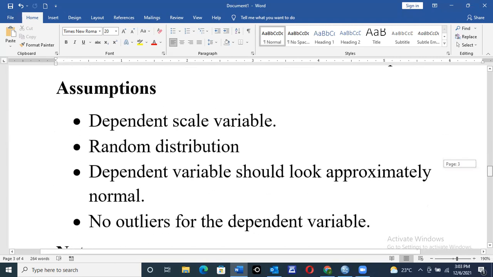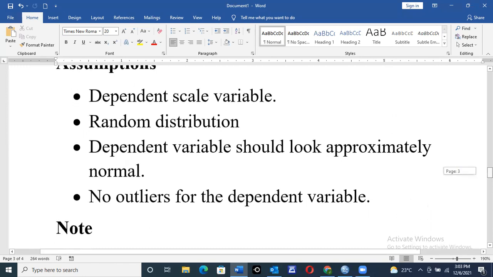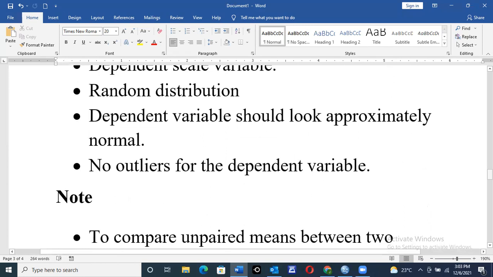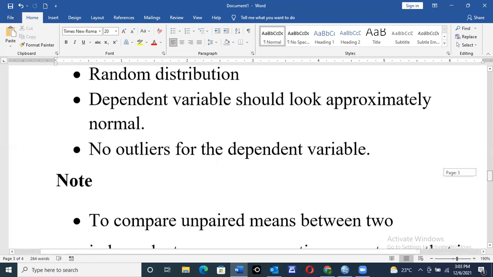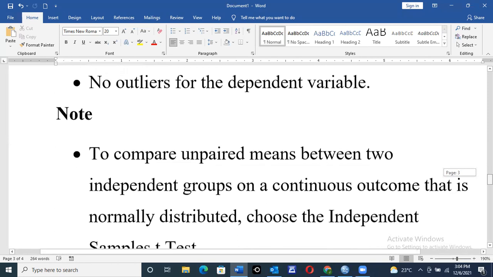Some of the assumptions that you need to know before you run this particular analysis are that there should be a dependent scale variable, and the data should be randomly distributed. Third, the dependent variable should look approximately normal, and therefore you do a test for normality, and there should be no outliers for the dependent variable. That means there should be no extreme values when you are running that particular analysis.